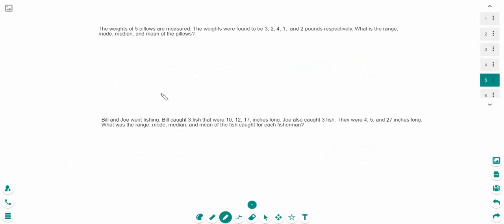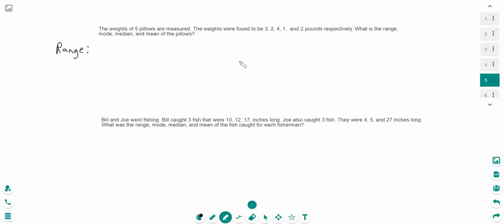Excellent. Let's try a couple examples here and try to just bring home some of these concepts and see how well you do. So we have a problem here. The weights of pillows are measured. The weights were found to be 3, 2, 4, 1, and 2 pounds respectively. What is the range, mode, median, and mean of the pillows? So we're just trying to use everything that we've learned to find that central number. Okay, so let's talk about the range first.